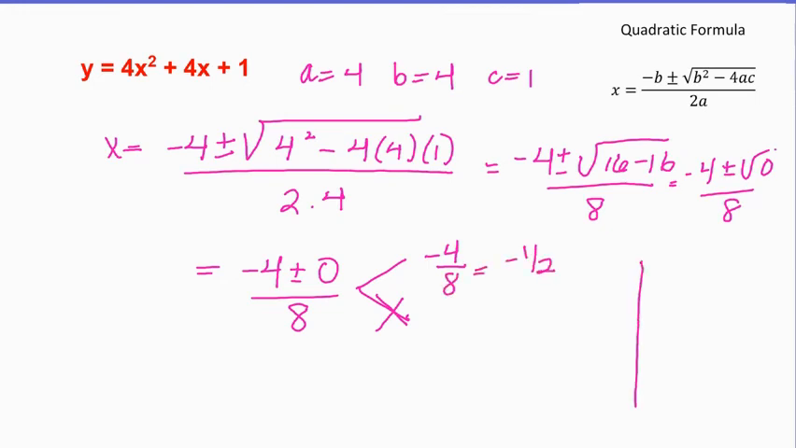So what does this mean? It means that it just touches one time here. And if I did it again, I would get -1/2 twice. So I technically have two answers, but why would I list the same one twice?